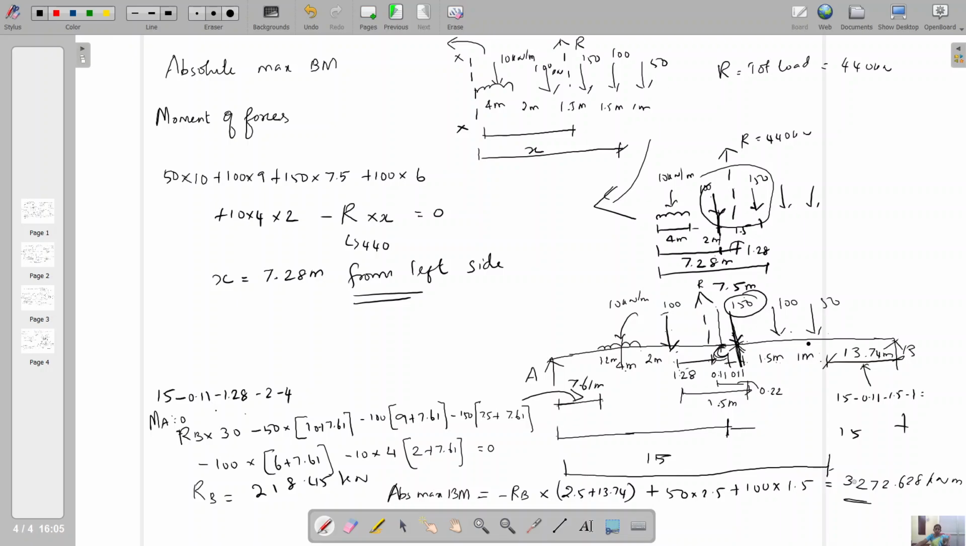So you can compare: this absolute value will definitely be higher than the maximum bending moment under any other possible locations. So I think you are able to understand this problem. You can go through some more problems in the next video for further understanding. Thank you.